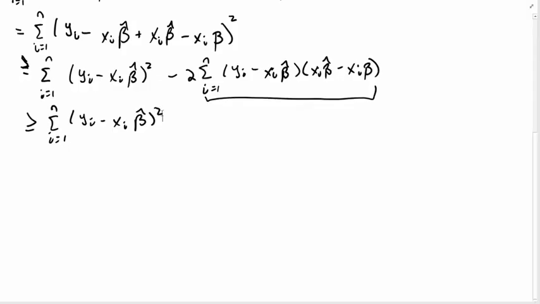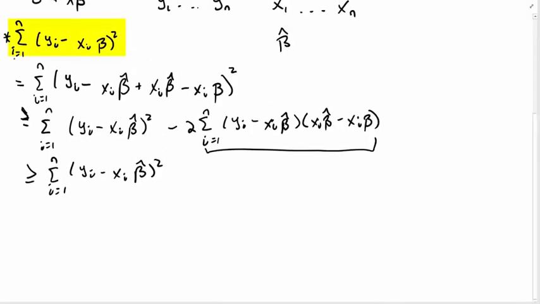I'll get that my least squares criteria for any beta is larger than what I get when I plug in beta hat specifically. So that beta hat would have to be the minimizer, because every other beta creates a least squares criteria at least as large or larger. So if we can make this term 0, then we've found our estimate.